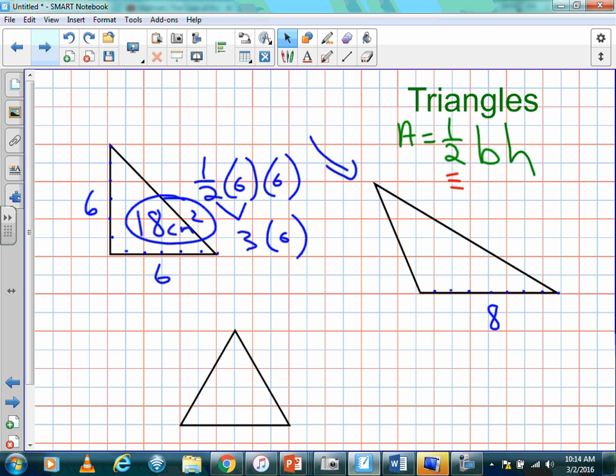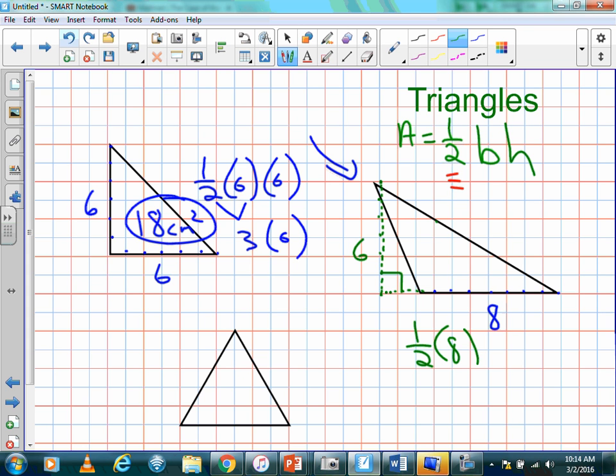Okay, how high is this thing? Well, some people would say, well, Mr. Hank, it's this high. No, it's not. It's actually, watch this. It's that high. So 1, 2, 3, 4, 5, 6. So again, half the base, which is 8, times 6. Let's do half of 8. That's easy. 4. So 4 times 6 is 24. 24 centimeters squared. And one more bad boy.